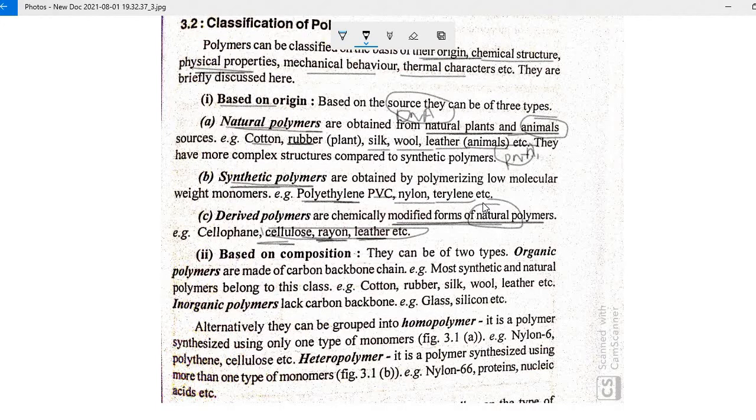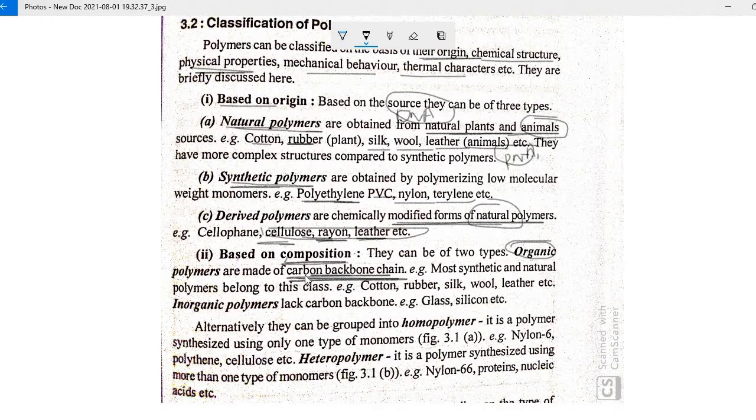Now we will look at the classification of polymers based on composition. Okay, classification of polymers based on composition. They can be classified into two types, that is organic polymer and inorganic polymer. So here in organic polymer, the carbon backbone chain is present. तर बघा कंपोजिशन वर आपण ऑर्गॅनिक पॉलिमर आणि इनऑर्गॅनिक पॉलिमर असं डिव्हिजन करतो.